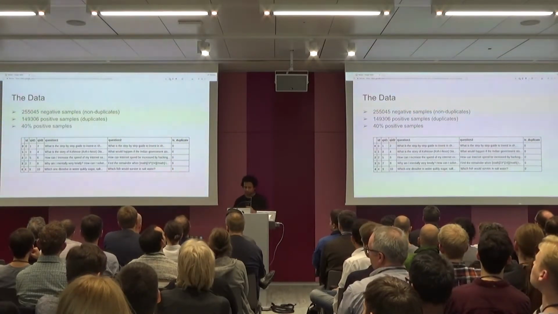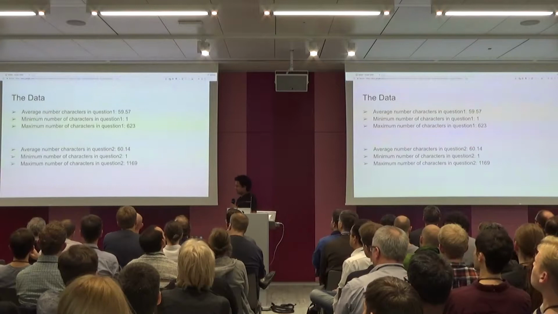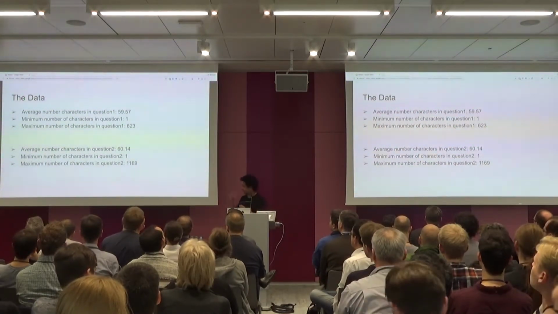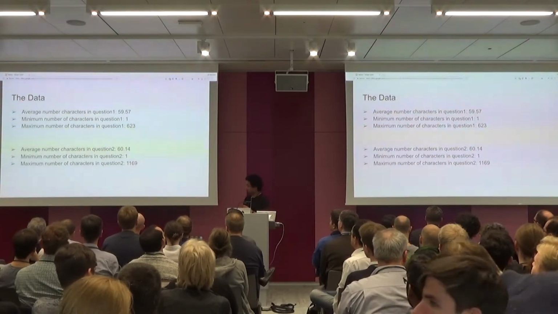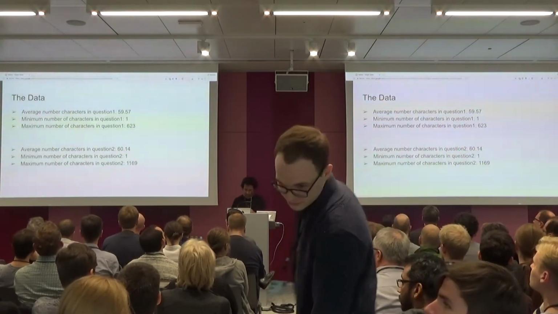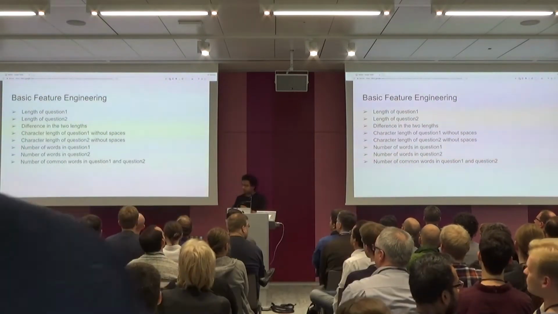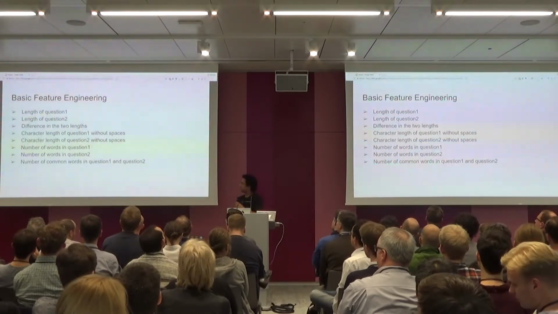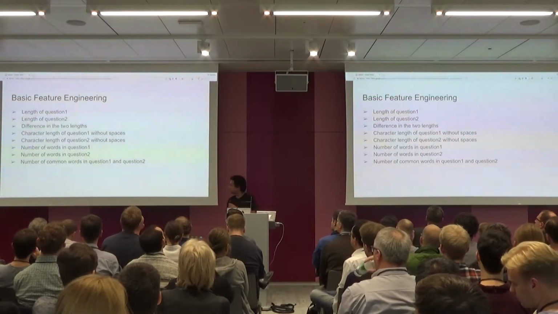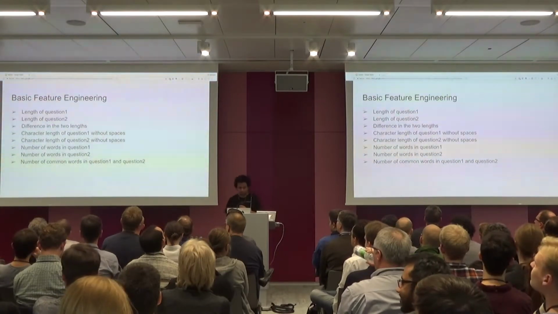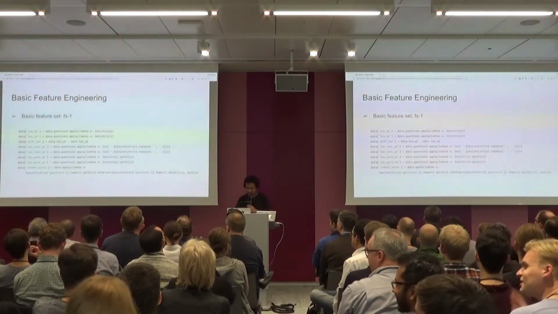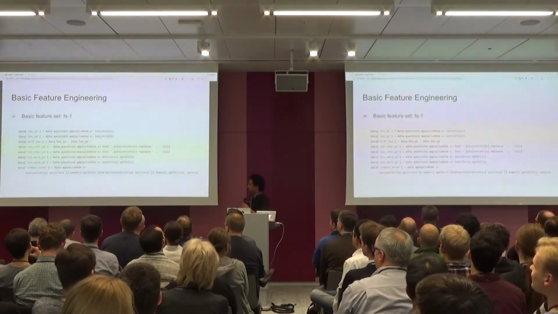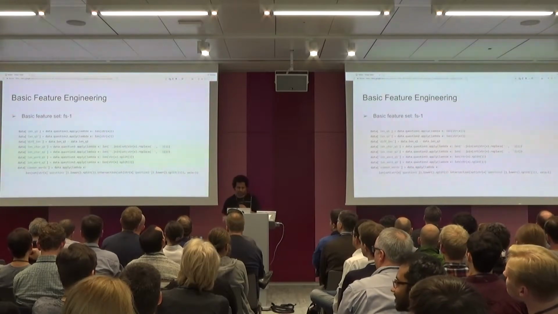After this, I moved to some basic analysis. I'm calculating the average number of characters and so on. I don't know what kind of question has only one character, maybe just a question mark. These were some of the very basic features that I implemented: length of questions, difference in the two lengths, number of words, number of common words. I'm going to call them feature set 1, FS1, and these can be implemented using pandas, very simple one-liners.